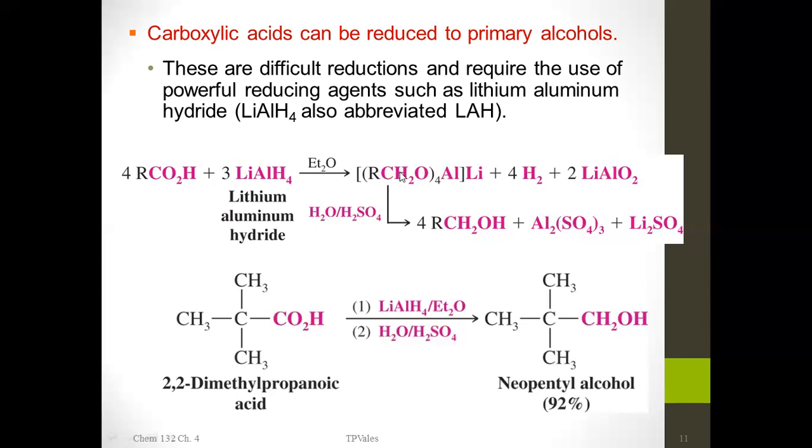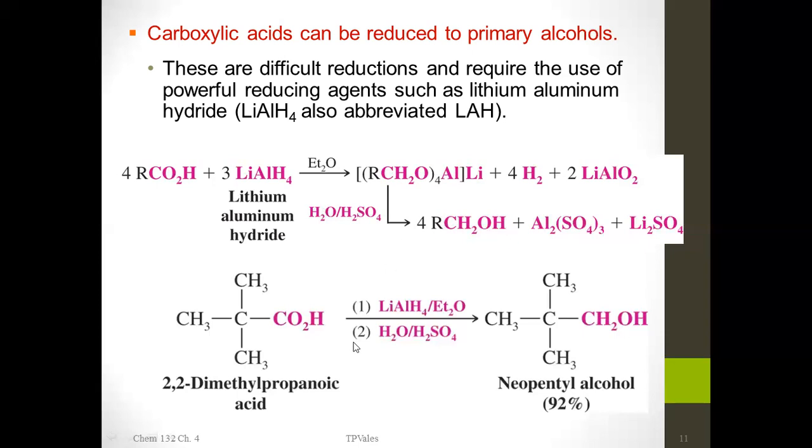This is lithium. This one is actually negatively charged, the whole of this RCH2O in parentheses 4. There are 4 of these alkoxy groups bonded to your aluminum, and because aluminum is bonded to 4 of these groups, it will have a negative charge, and lithium is positively charged. So this one is ionic. Okay, and we further hydrolyze this one with water and acid, and you actually get your RCH2OH.